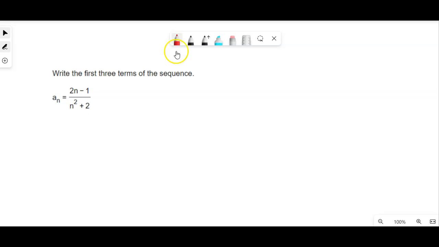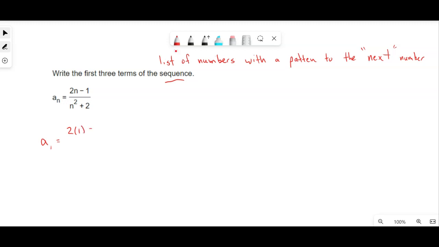So when we're dealing with a sequence, just think of it as like a list of numbers, and there's some kind of a pattern to the next number. So this is just so you can see if I plugged in 1 for n, I'd have 2 times 1. It's kind of like a function, right? Where instead of x is the variable, n is the variable. So 2 times 1 is 2, minus 1 is 1, and then 1 squared is 1 plus 2 is 3. And then if I had the second number that's in the sequence, I'd have 2 times 2 minus 1, and then 2 squared plus 2. 4 minus 1 is 3. 4 plus 2 is 6, and then 3/6, I can reduce that to 1/2.